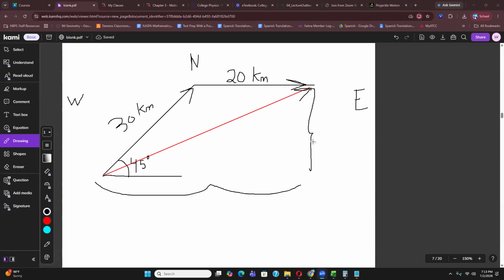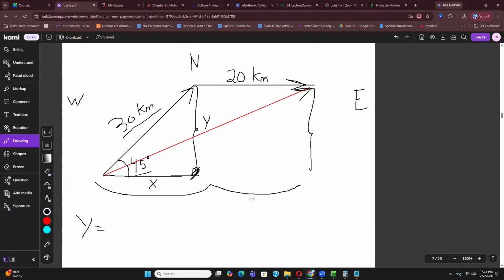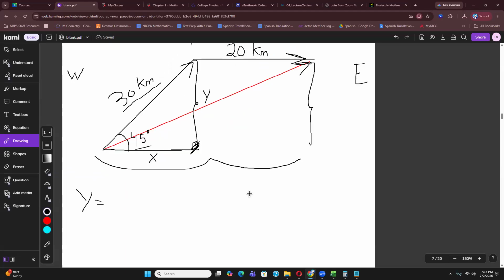So, let's do the y component first for the red vector, which is the same as this y component. In a right triangle here, how do you find the y component, the vertical, if you have this magnitude and this angle? Let's label this one x. How do you find y? You can do the trigonometry, right? 30 times what?